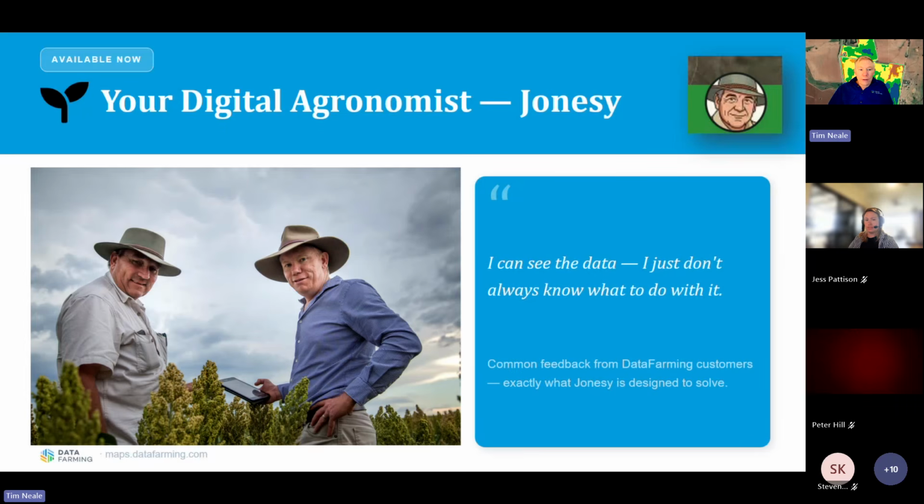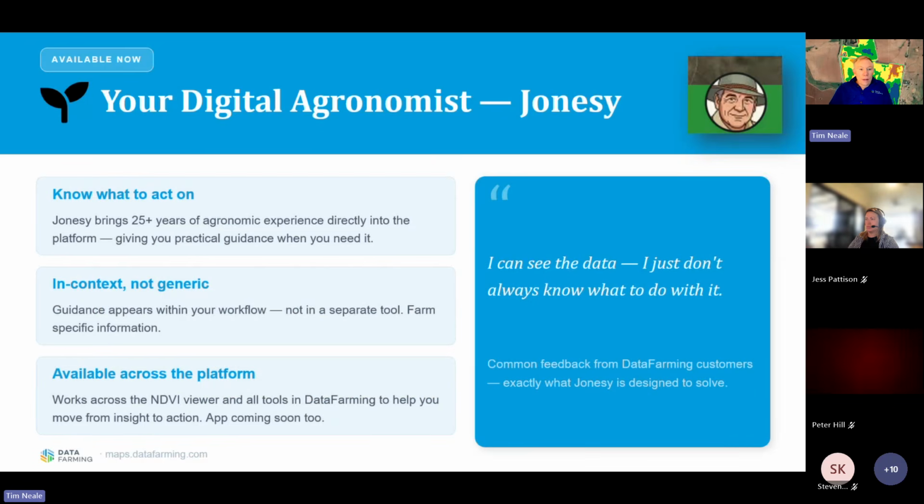Jonesy, like I said, is our digital agronomist. We often get this sort of question from people: I can see the data, but I don't really know what to do. So we've built and trained this model to actually interpret the maps for you and also give you suggestions about what to do next. It's got endless opportunities and capabilities as we build more functionality into this tool, and I can see in the future that this will become the primary way that you interact with software. That's our long-term vision.